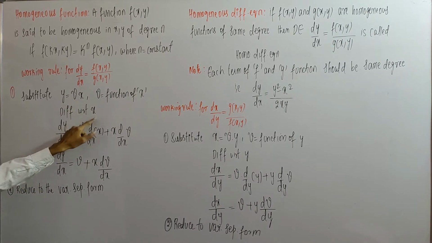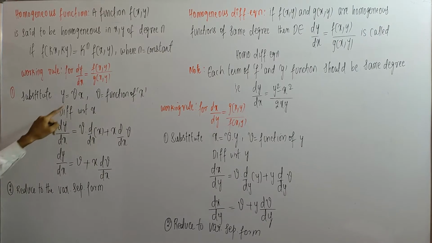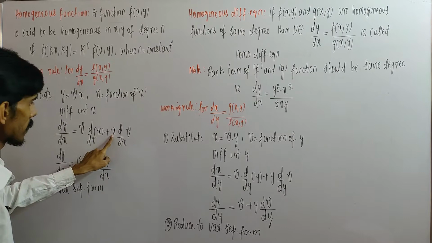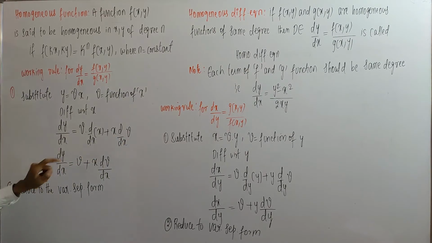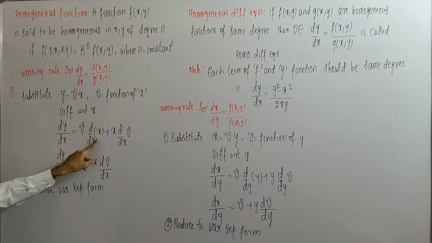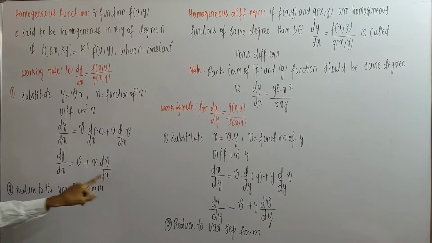Now differentiate y equal to vx with respect to x. So here I will get dy by dx. Here apply the product rule, that is the u into v rule. Leave the first function, differentiate the second one, plus leave the second function, differentiate the first function. So d by dx of x is 1, so v into 1 is v, plus x dv by dx. This is the helpful equation. From this we will convert this into variable separable form. So the next step is reducing to variable separable form. We have to convert this equation to variable separable form.